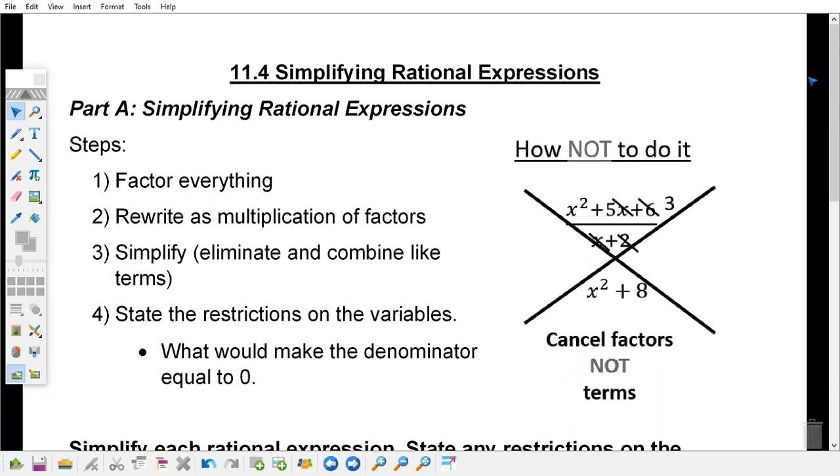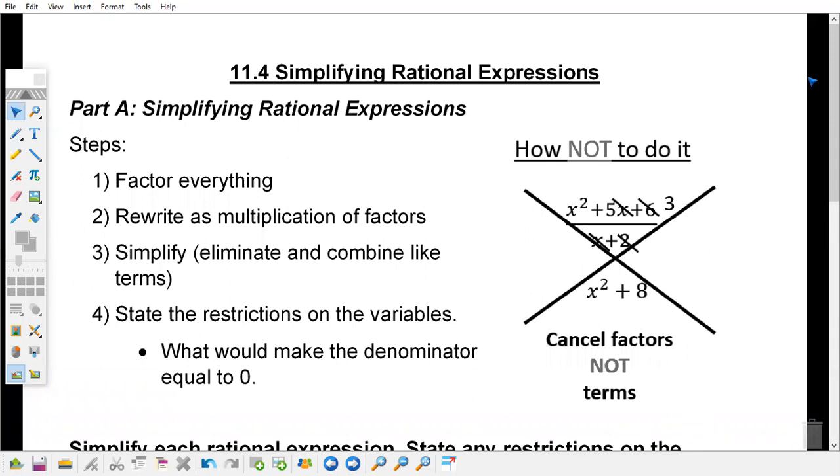Step 1, factor everything. We factor everything using our factoring rules that we've learned. If you don't have them memorized, you may want to make yourself a little cheat sheet for your test and for your final so that you can have that with you at all times.